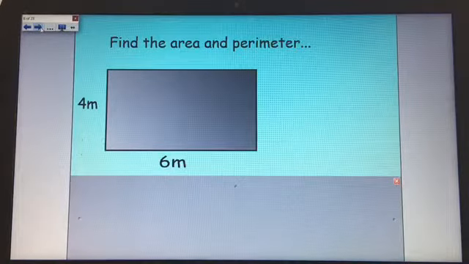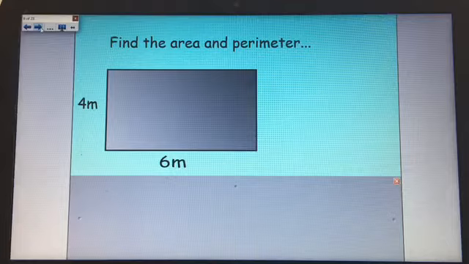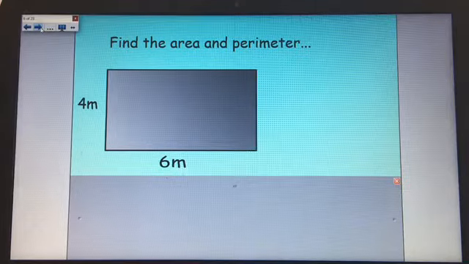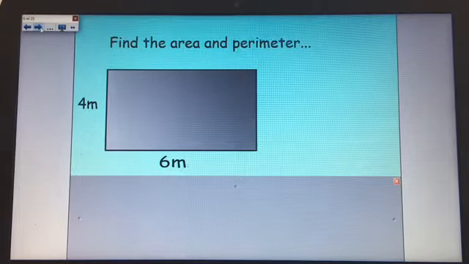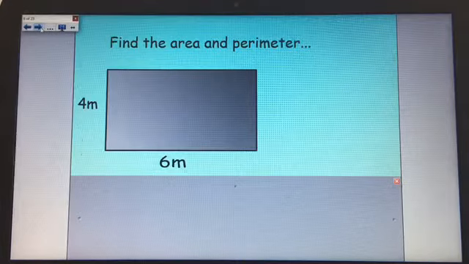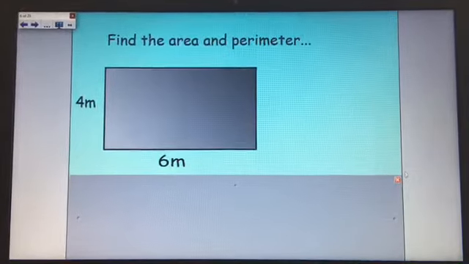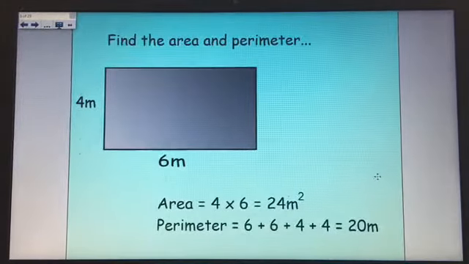Okay, question number 1. So, usual drill, pause it if you want to crack it on your own. If you're not too sure, then watch and I'll go through and explain it. So, find the area and the perimeter of this rectangle. If you want to pause now to have a go, if not, I'm going to show you the answer. So here's the answer.